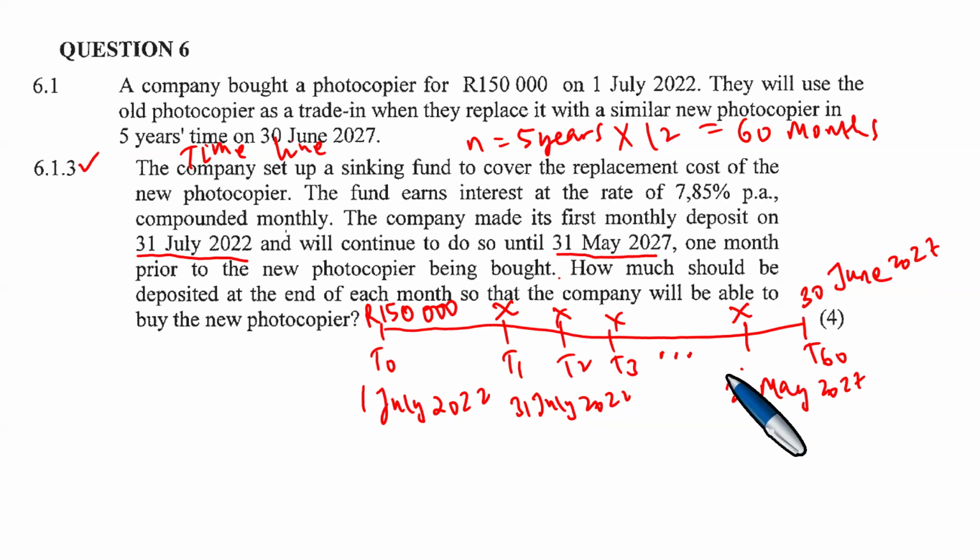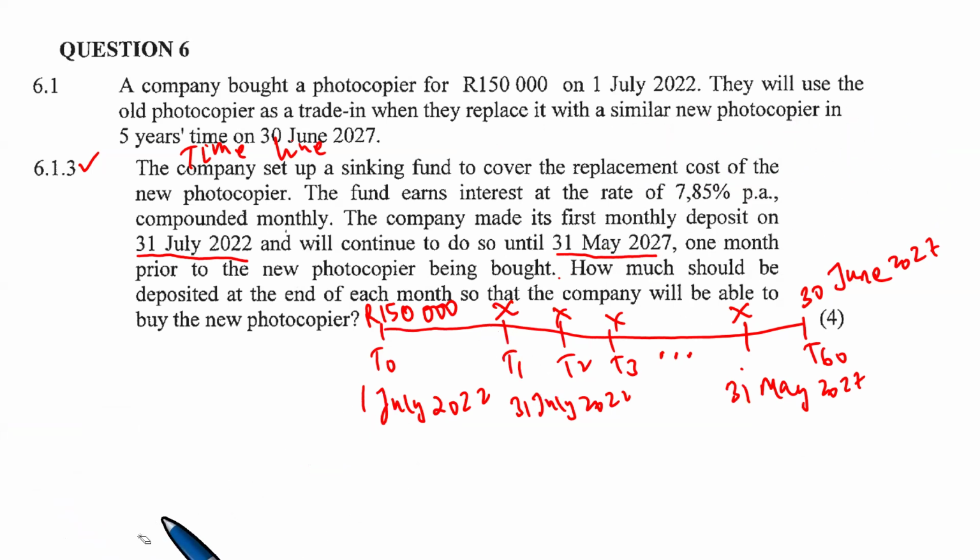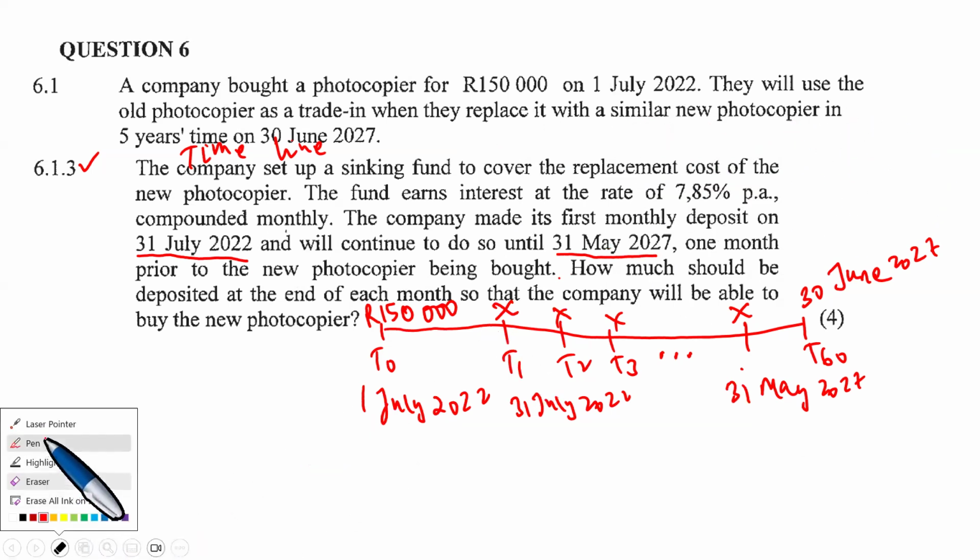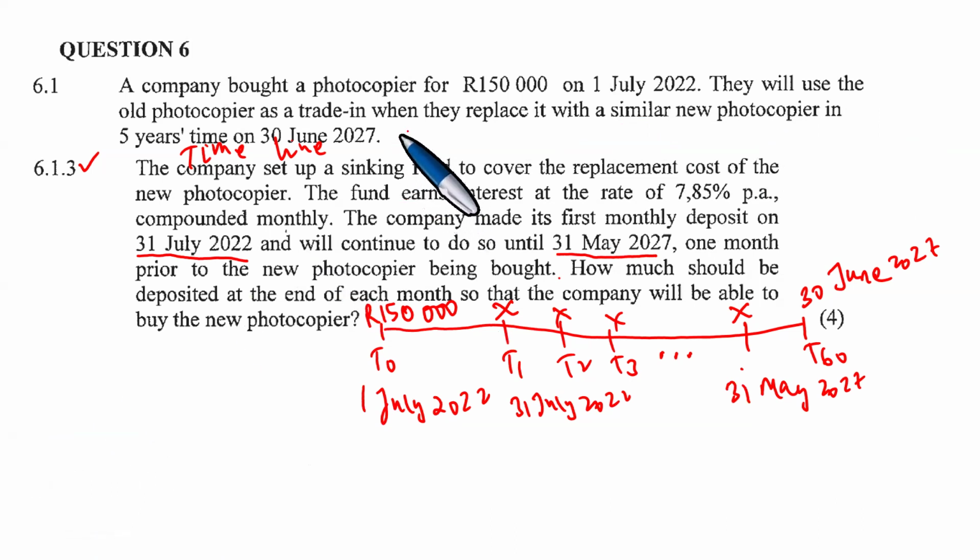Right, so first things first, we need to take into account the fact that there's something we call the sinking fund. How much is the sinking fund? The formula for the sinking fund states that the sinking fund is equal to the final amount minus the trading value.